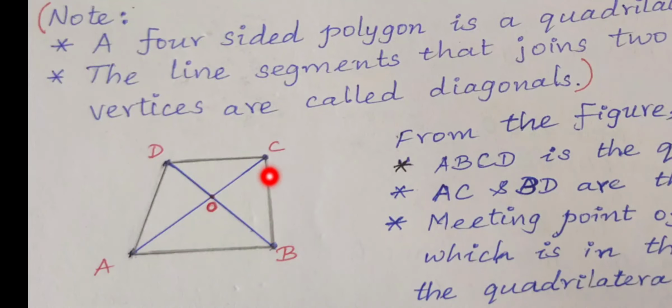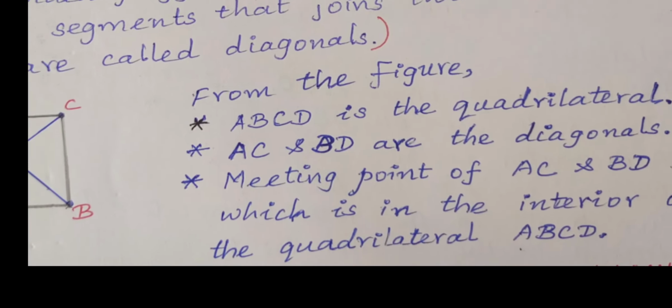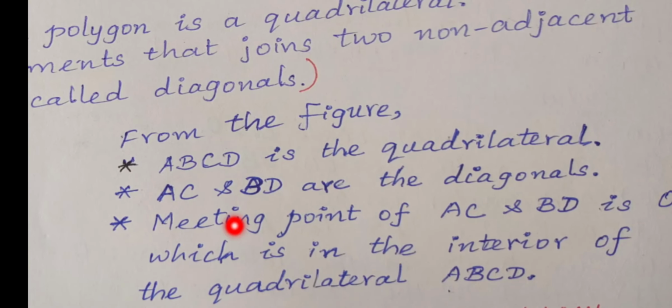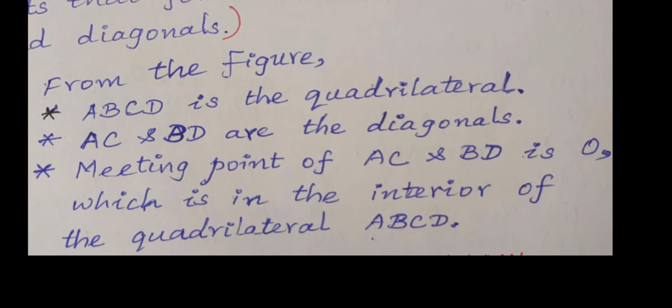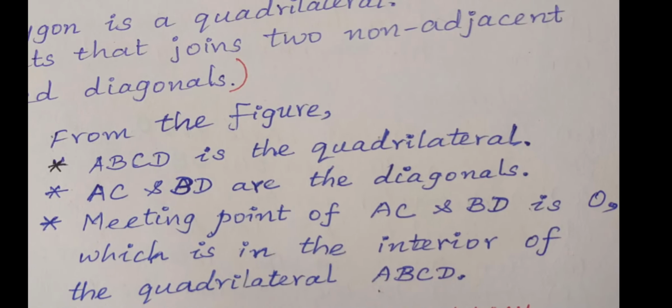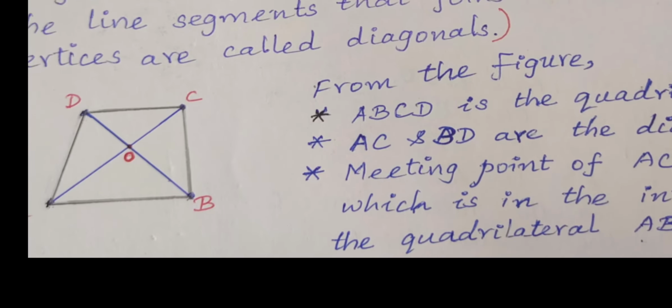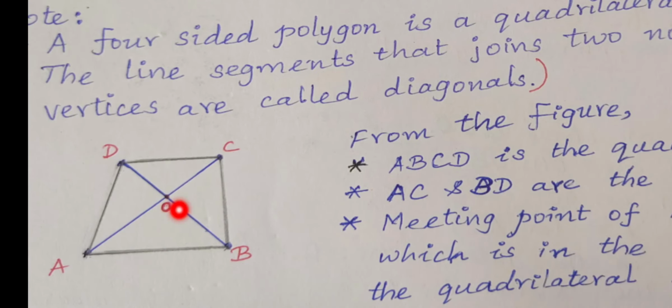Now, what about B and C? C and D. They are adjacent vertices. So, B and D are non-adjacent vertices. So, draw a line segment between them. Therefore, AC and BD are the diagonals. Meeting point of AC and BD is O. See, these two diagonals are meeting at some point. We name it as O.